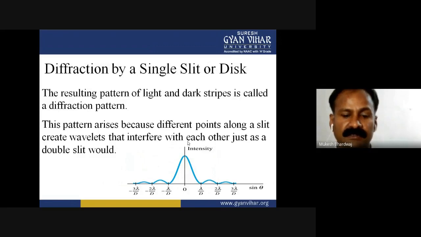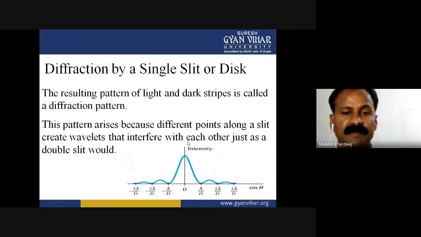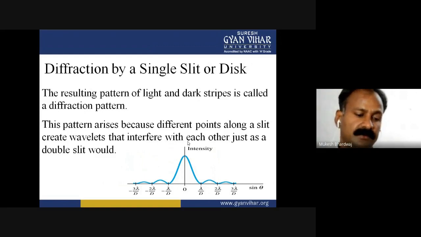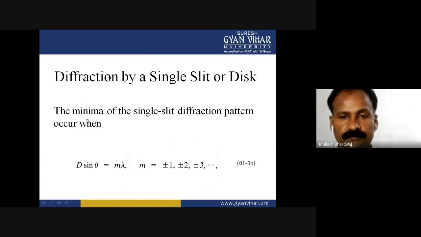So, diffraction by a single slit or disk. The resulting pattern of light and dark strips is called a diffraction pattern. This pattern arises because different points along a slit create wavelets that interfere with each other just as a double slit would. The minima of the single slit diffraction occur when d sin theta equals m lambda, where m equals plus or minus 1, 2, 3, and so on.